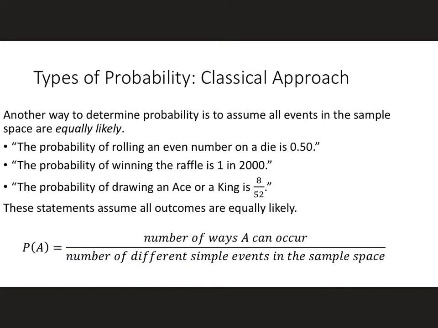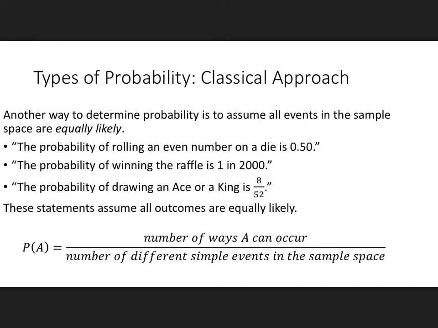Here we have another one. We have the classical approach. Another way to determine probability is to assume all events in a sample space are equally likely. The probability of rolling an even die is 0.50. The probability of winning the raffle is 1 in 2,000. The probability of drawing an ace or a king is 8/52. These statements assume that all of the outcomes are equally likely.